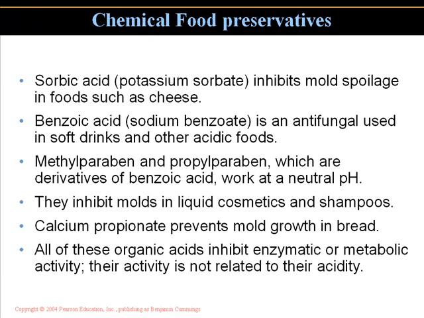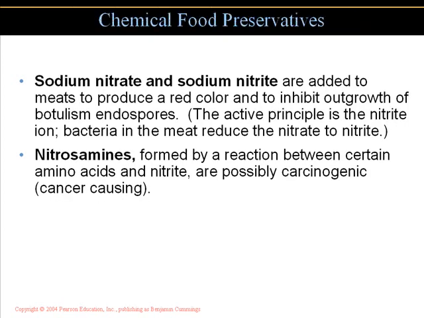All of these are organic acids that inhibit enzymatic and metabolic activity. Their activity is not related to acidity. And sodium nitrate, sodium nitrite, added to meat products. They can produce a red color, inhibits the outgrowth of botulism endospores, Clostridium botulinum, which you already studied in your lab. Active principle is nitrite ion. Bacteria in meat reduce nitrate to nitrite. Nitrosamines, formed by reaction between certain amino acids and nitrites, possibly carcinogenic. Again, depending on the dose rate, cancer-causing agents.